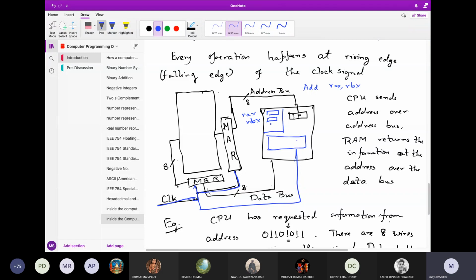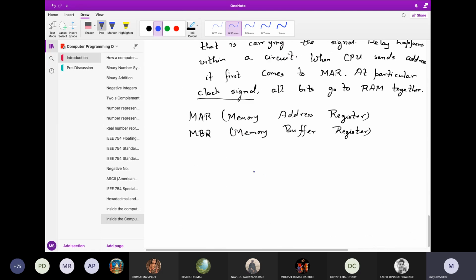Now, at the particular clock edge, the signal comes to both RAX and RBX that release the data. They release the data here, and again it is waiting here. Don't think that it is fed. Let me draw it a bit bigger.